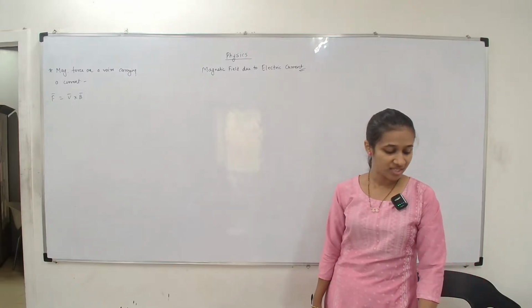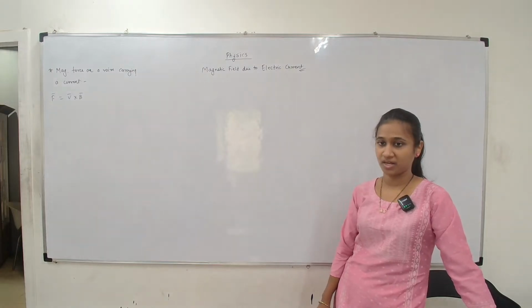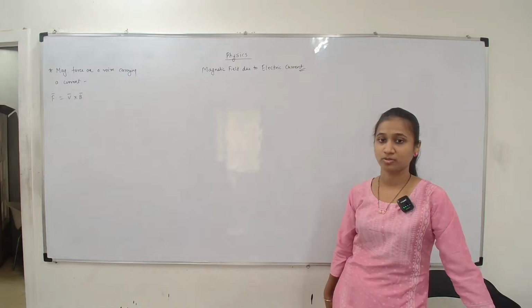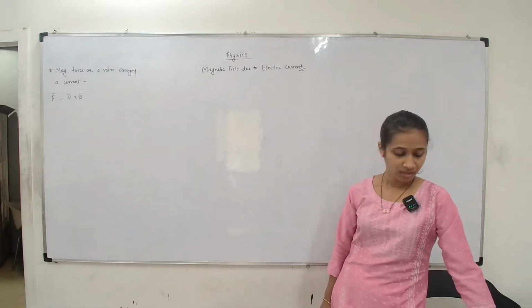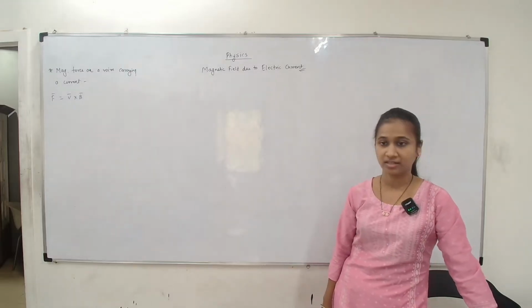Okay. So last lecture we have studied the Lorentz force, that is magnetic force acting on a particle. Cyclotron motion, which is used in cyclotron accelerator, and helical motion. Okay. So today we will see about magnetic force on a wire carrying a current.